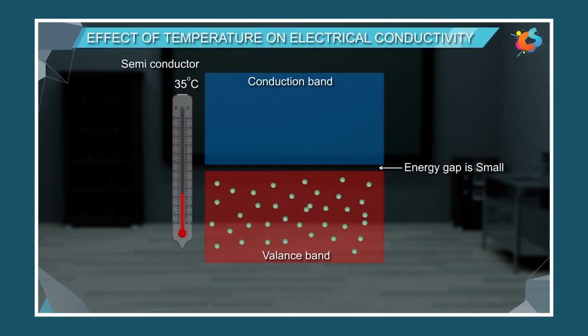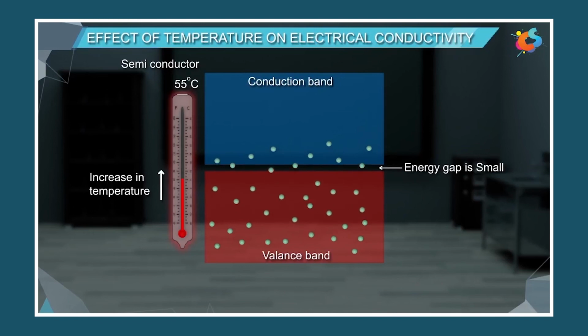In semiconductors, the energy gap is very small. With a slight increase in temperature or application of small voltage, some electrons from the valence band jump to the conduction band and show low conductivity. Substances exhibiting this type of behavior are known as intrinsic semiconductors. Example, silicon, germanium, etc. So, with this I am concluding this session.